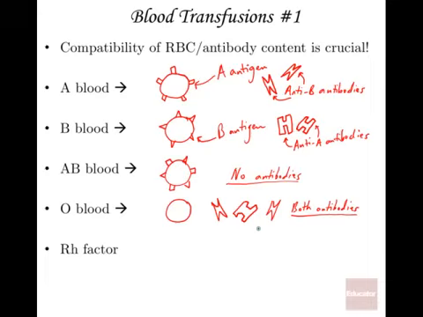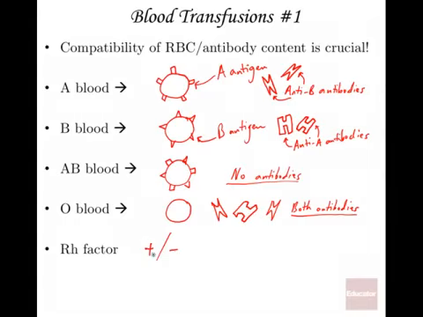Next up, Rh factor. This is either Rh positive or Rh negative, and this was named after the fact that it was discovered in the rhesus monkey. The word rhesus, not like the candy, is Rh, R-H-E-S-U-S. So in the rhesus monkey, they discovered this. This comes from a separate gene. Whether or not you're A, B, O, or AB, that comes from a certain genotype you inherit. This is on a different gene.